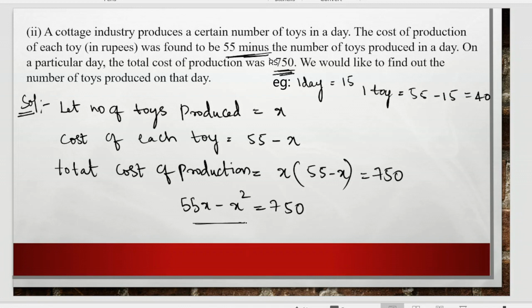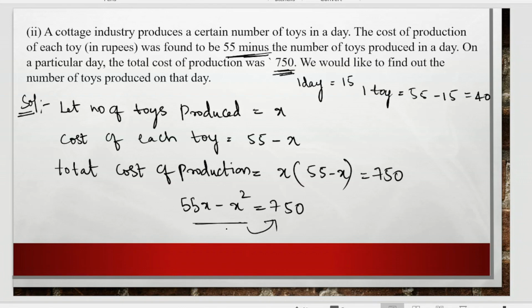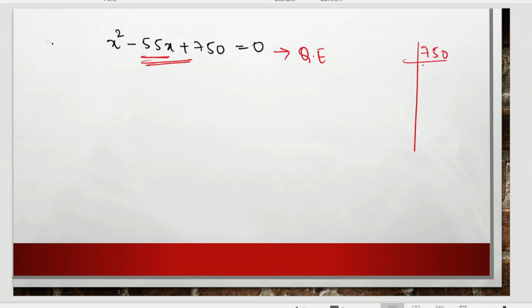We have a negative sign on x square, so let us take these two terms to the RHS. You will get x square minus 55x plus 750 is equal to 0. Okay, so this is the quadratic equation which we have got. Now we need to factorize this quadratic equation by splitting the middle term and find the x value.